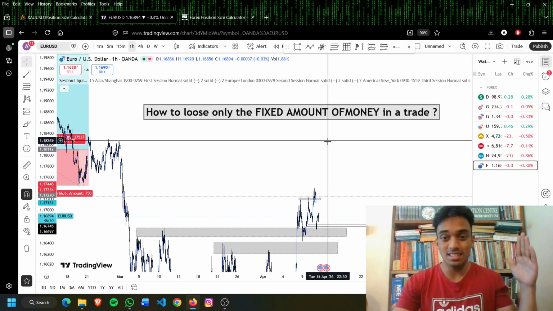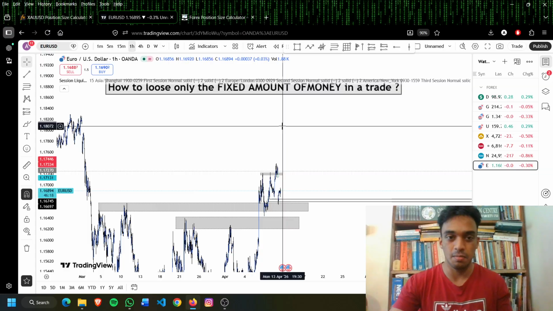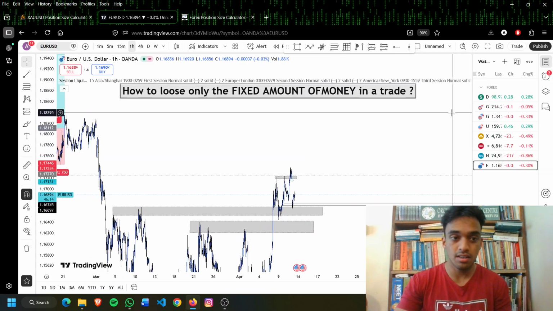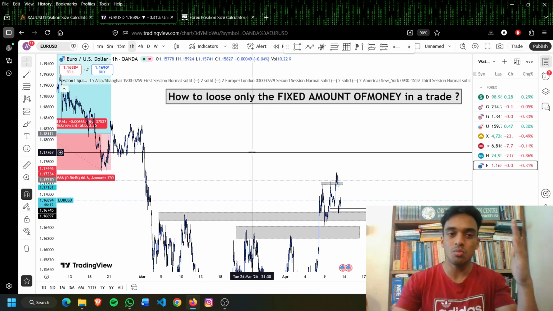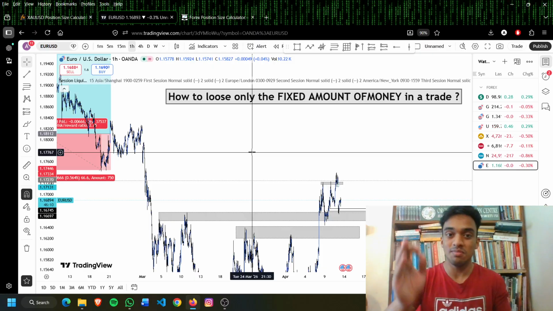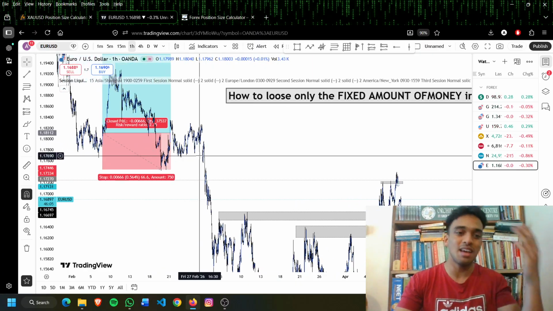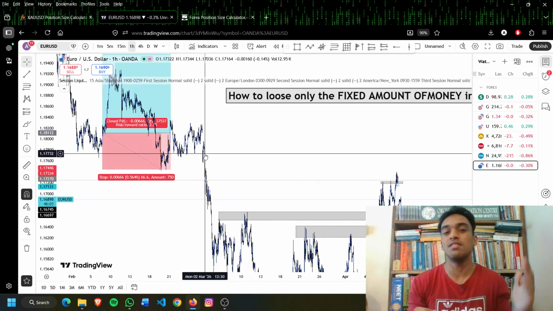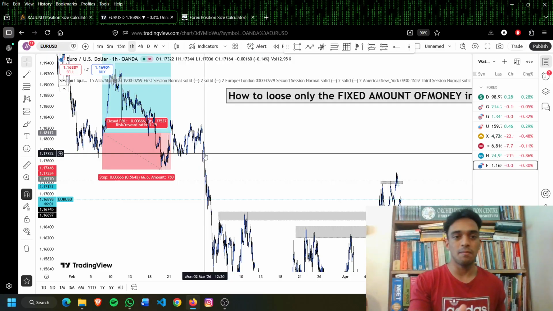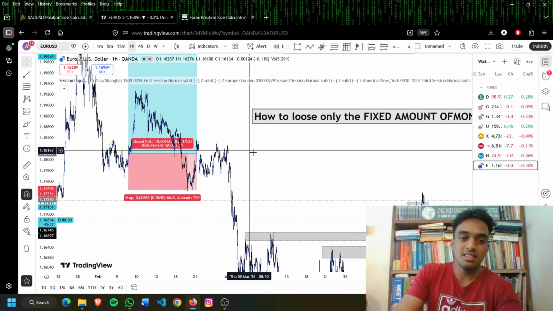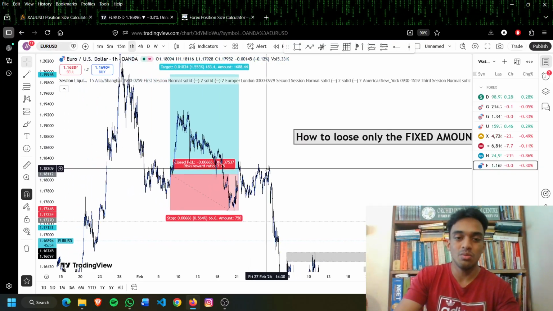This is the concept of position sizing, and it is really important before you go into a trade. More than whatever strategies you have, risk management is really important. Risk management is the amount of money you are going to lose if the trade doesn't go your way. I'll just go directly into it. I don't want to waste time.